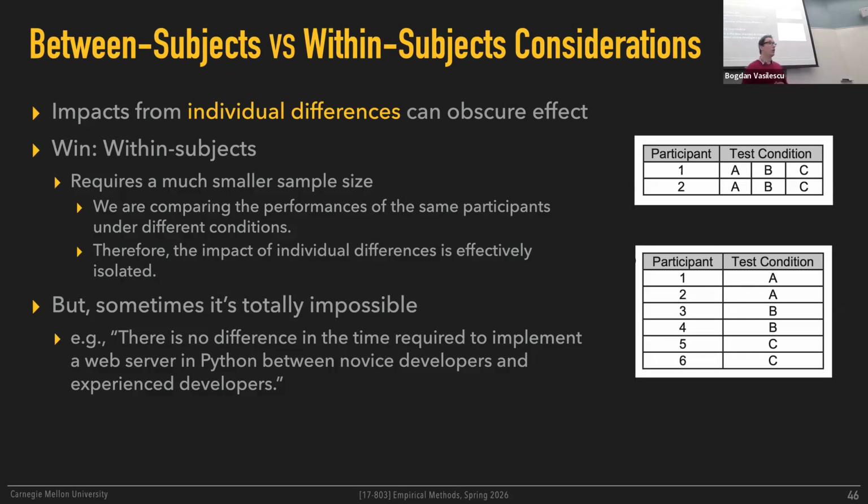It's not always possible to do a within subjects design, even if you might prefer it though. For example, if you're testing a hypothesis like this one, that there's no difference in the time required to implement a web server in Python between novice developers and experienced developers, this is fundamentally not testable with a within subjects design, because you cannot turn novices into experts between conditions as part of the same experiment, and vice versa. So there's a class of things that you may want to test that is fundamentally impossible to test with a within subjects design, even if you want to. So in that case, there's no choice. But otherwise, they have a number of advantages.